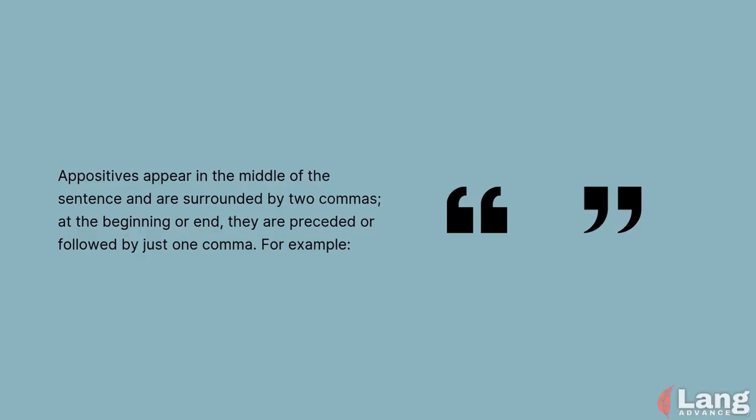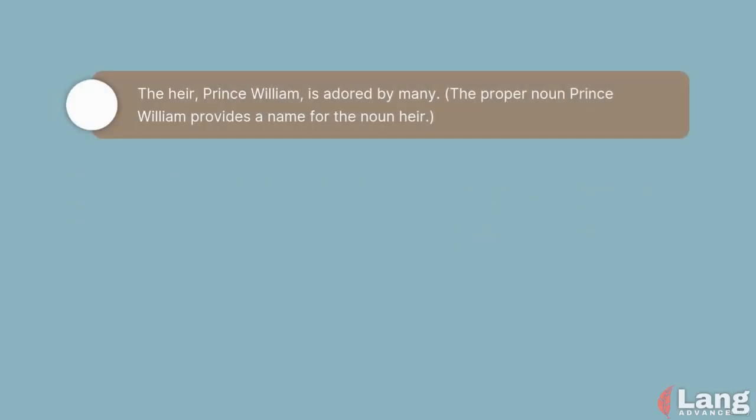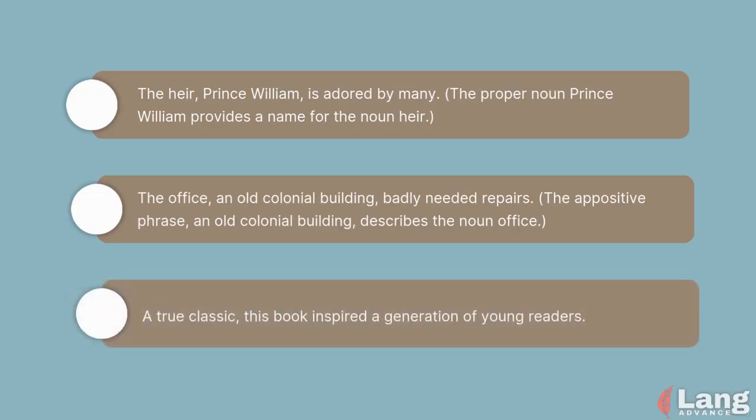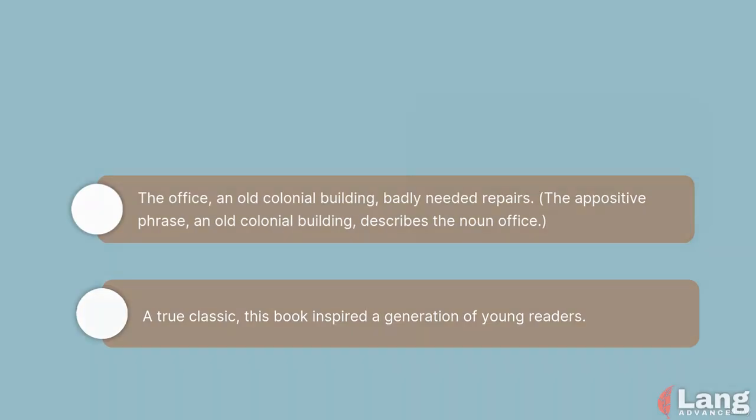For example, the heir, Prince William, is adored by many. The proper noun Prince William provides a name for the noun heir. The office, an old colonial building, badly needed repairs. The appositive phrase, an old colonial building, describes the noun office. A true classic, this book inspired a generation of young readers.